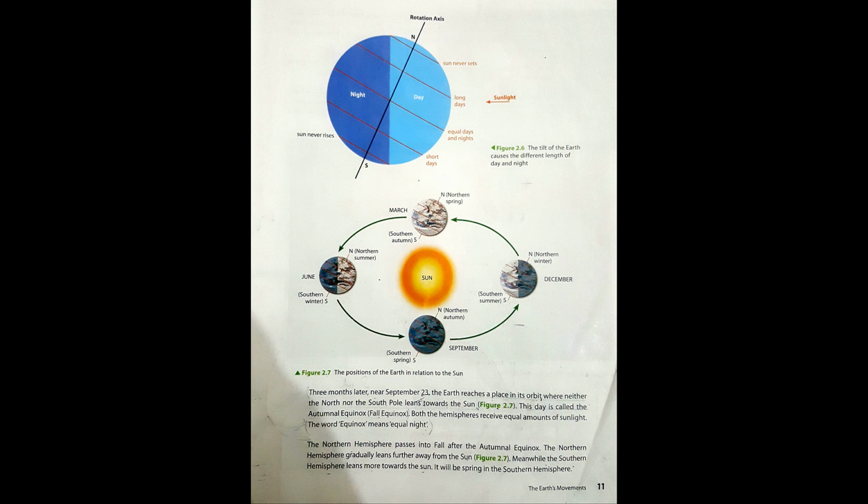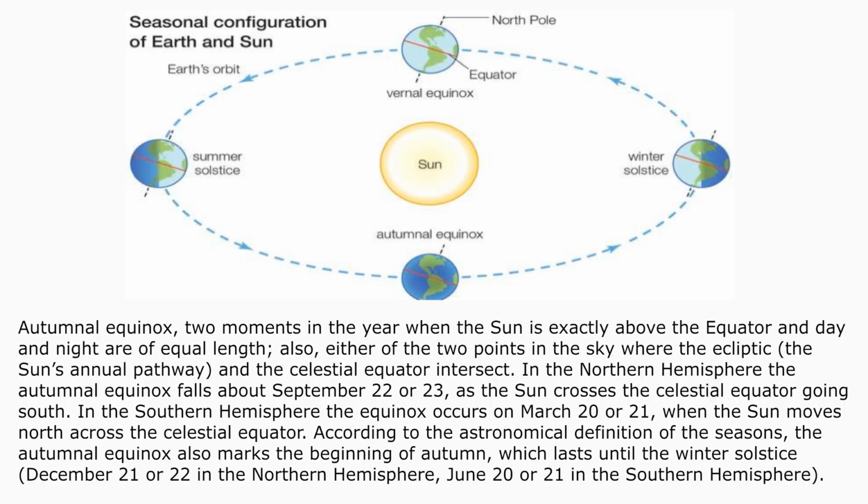The northern hemisphere gradually leans further away from the Sun, as shown in figure 2.7. Meanwhile, the southern hemisphere leans more towards the Sun. It will be spring in the southern hemisphere. Students, autumnal equinox: two moments in the year when the Sun is exactly above the equator and day and night are of equal length.